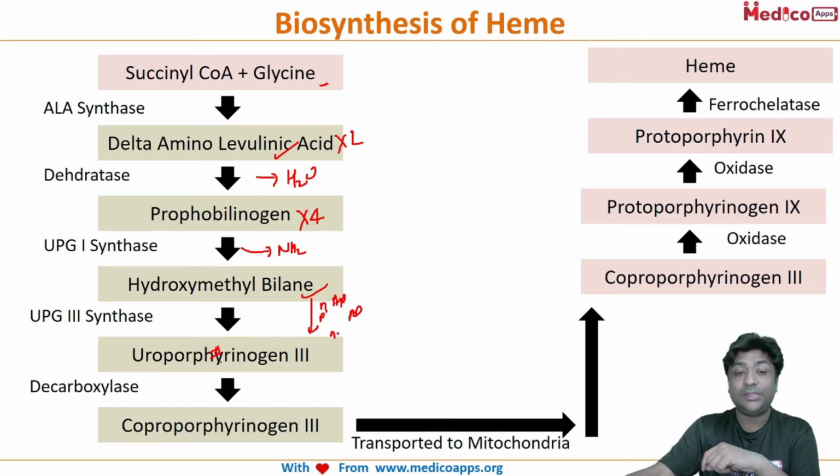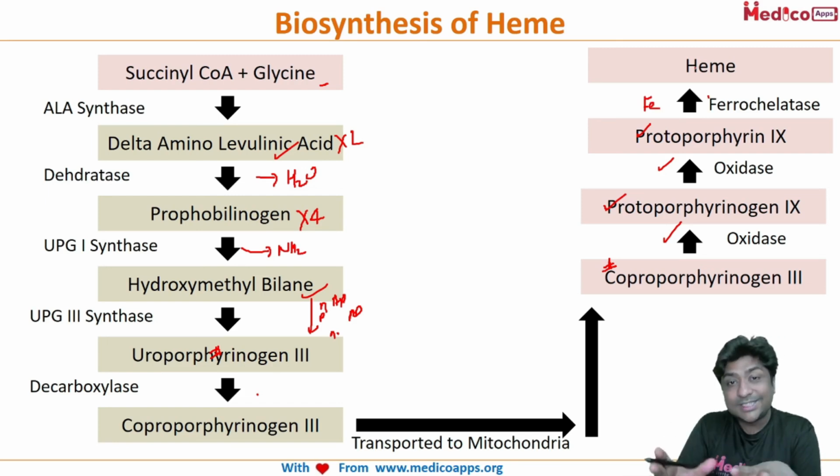Then UPG3 will be formed. Decarboxylation of UPG3 will form CpG3. CpG3 will be transported back into the mitochondria, where two successive oxidations will lead to formation of protoporphyrinogen 9 and protoporphyrin 9, and finally iron will be added with the help of ferrochelatase to form heme. So this is biosynthesis of heme. Once we have learned biosynthesis of heme, let's learn porphyria.